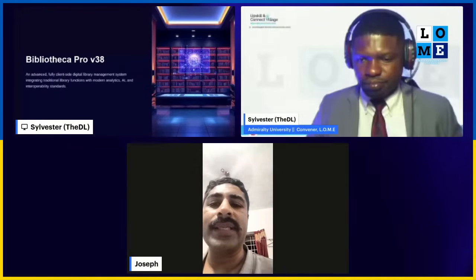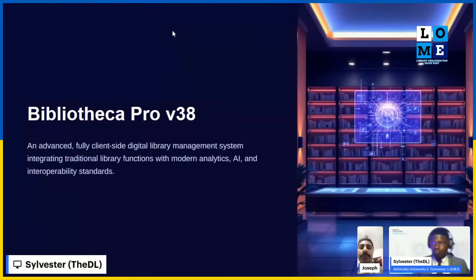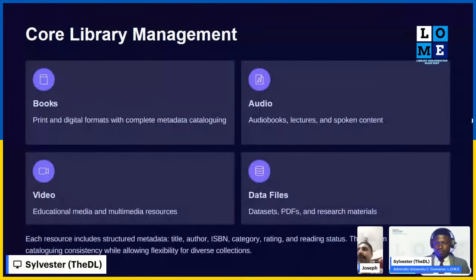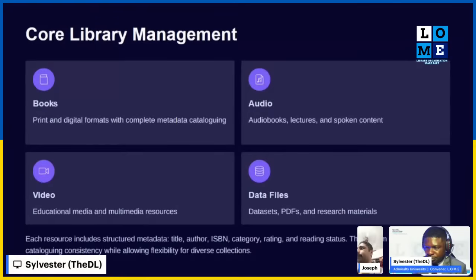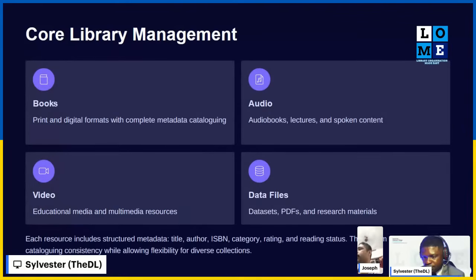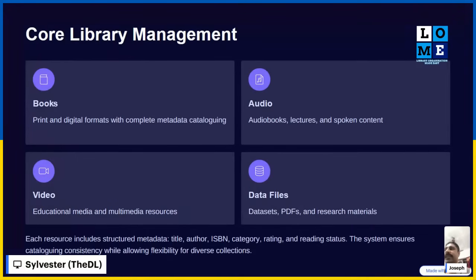So what can be managed through Bibliotheca Pro? Books, audio, video, data files, etc. You name any type of video or digital file, and you can manage it. That's the beauty of Bibliotheca Pro. Not much setup is needed, and the resource requirement is not that much, unlike DSpace, where we need a high-end system. A single normal system having Google Chrome installed is well enough for you to run this system.